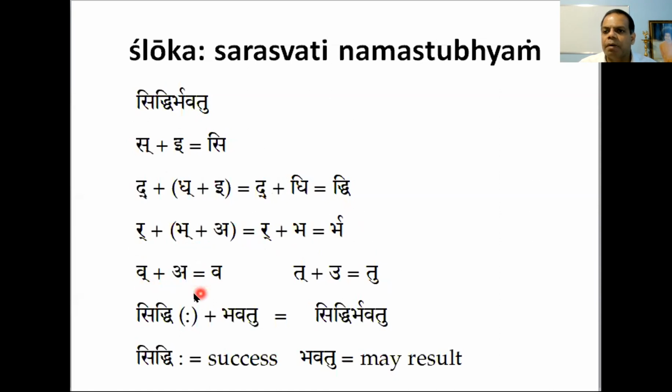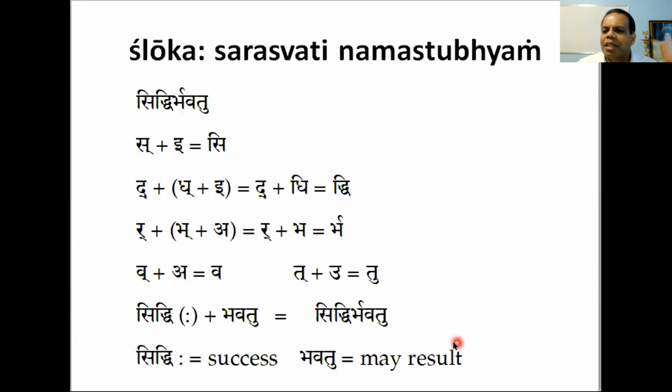The next letter is va. U plus a, va. It plus u, tu. Bha, va, tu. Siddhir bhavatu. Again, when it precedes a compound letter, it has a hook at the top. Okay, just note it.